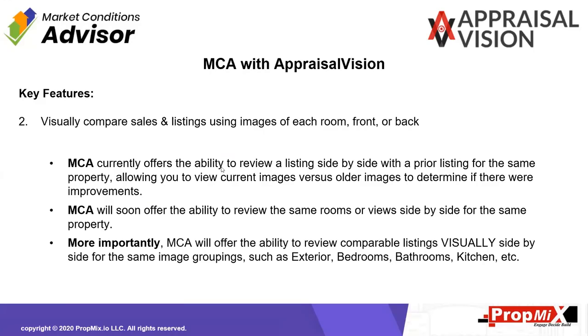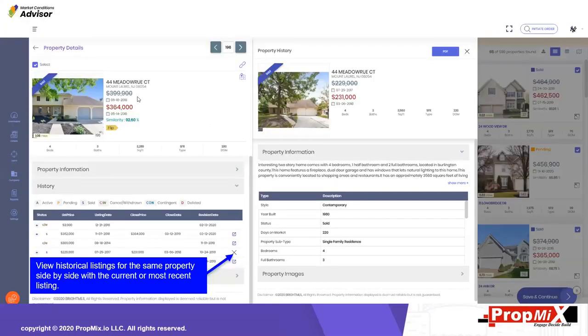So, side by side, you have the ability to look at a property that may have been flipped. Let's say you've got a property like this that was listed in 2019, but it was previously listed in 2018 as well. We identify that property as a flip.